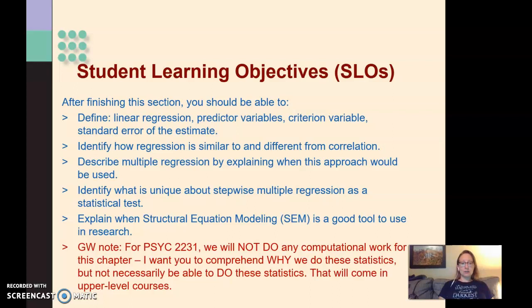Please understand, for Psych 2231, we will not do any computational work for this chapter. I do want you to know why we might use these statistics and what they can do for you, but we're not going to be able to do these kinds of statistics. This would come in an upper-level stats course or when you get to graduate school.